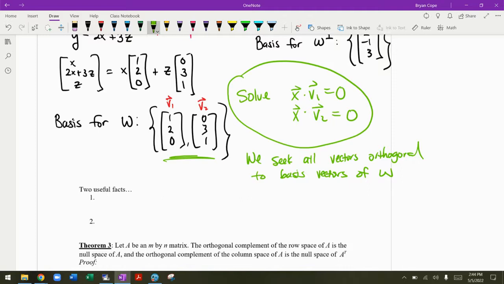That's how the calc folks will try to derive the cross product. Yeah, I think you're right. I think you're right.